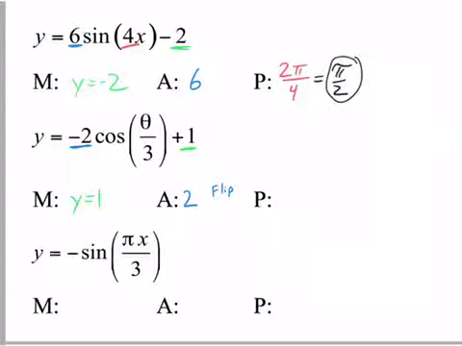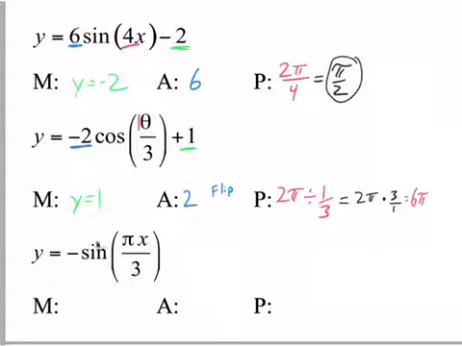Lastly, do you understand there's really a 1 hiding there? And theta is really x. Theta is just like x. So really, isn't this 1/3? So what I'm going to do here is take 2 pi and divide by 1/3. Because that's really 1/3 theta. So that's a little tricky, but if you take 2 pi and divide by 1/3, isn't that times 3 over 1? And when you multiply that, don't you get 6 pi as your period?